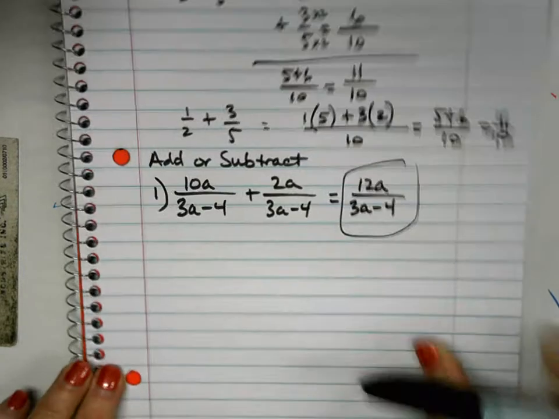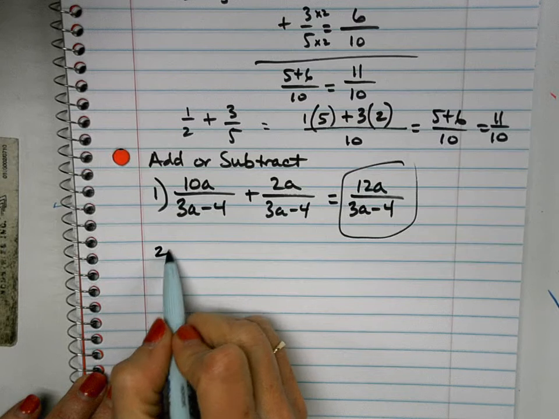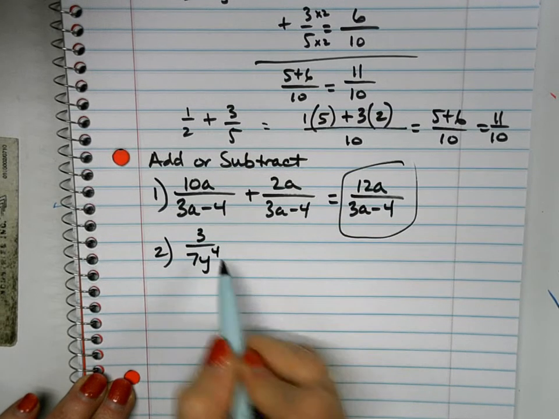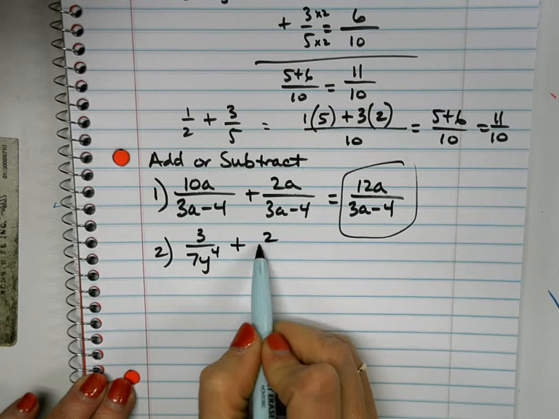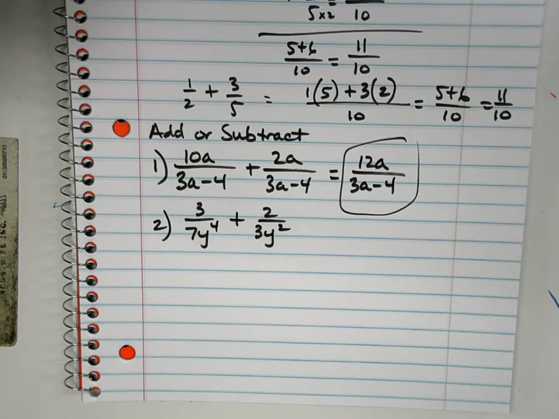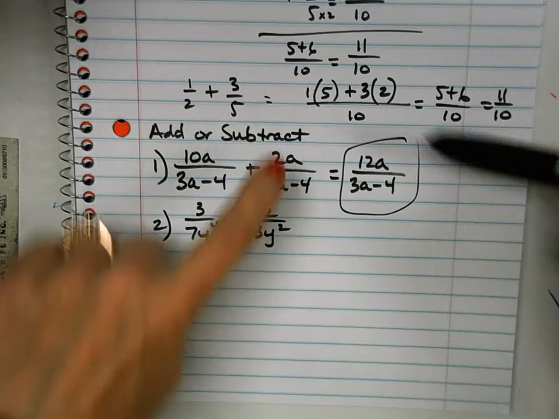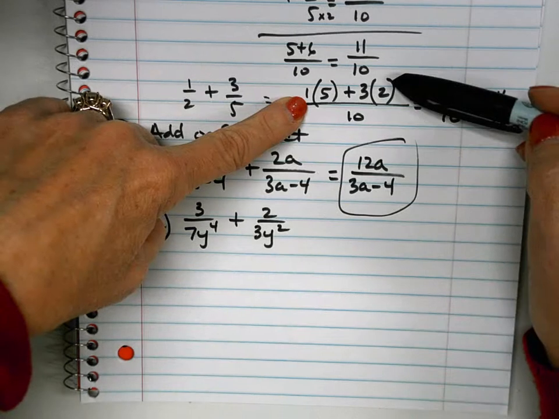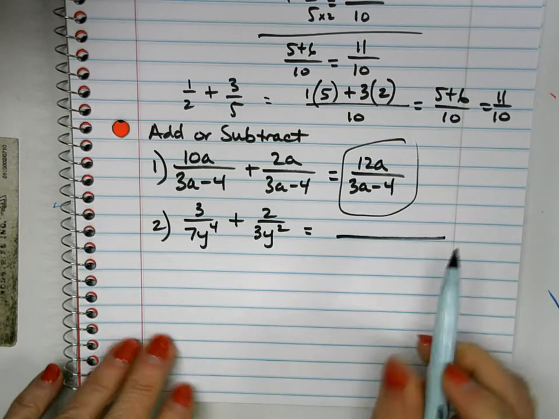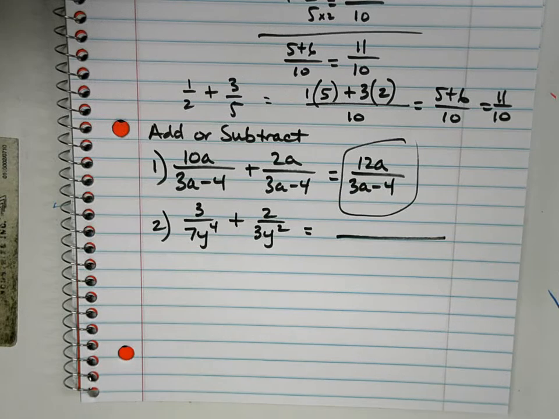Okay, let's go a little bit more complicated than this. Let's take 3 over 7y to the 4th plus 2 over 3y squared. The problem with this right now is we don't have a common denominator, right? So we've got to get a common denominator. Now I want us to do it like this problem right here. So I'm going to set up an equal sign, I'm going to put a fraction bar, and I'm going to figure out my common denominator.